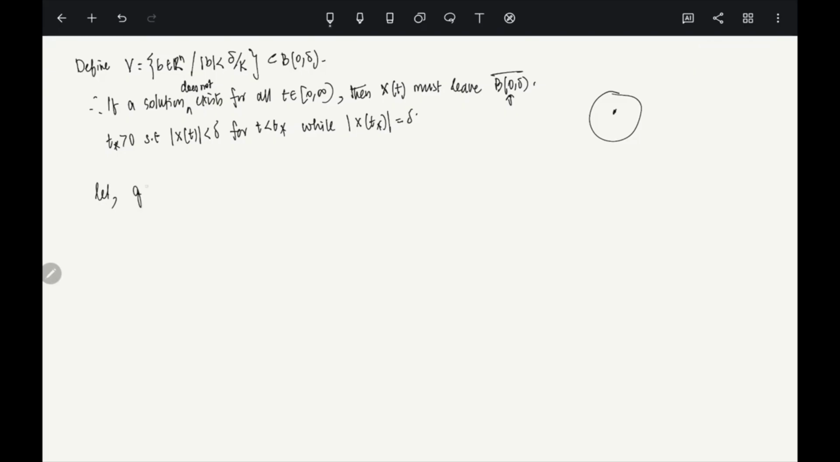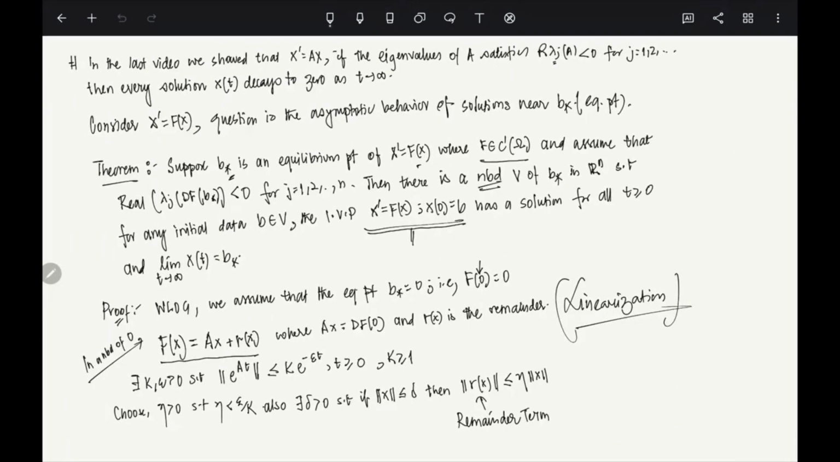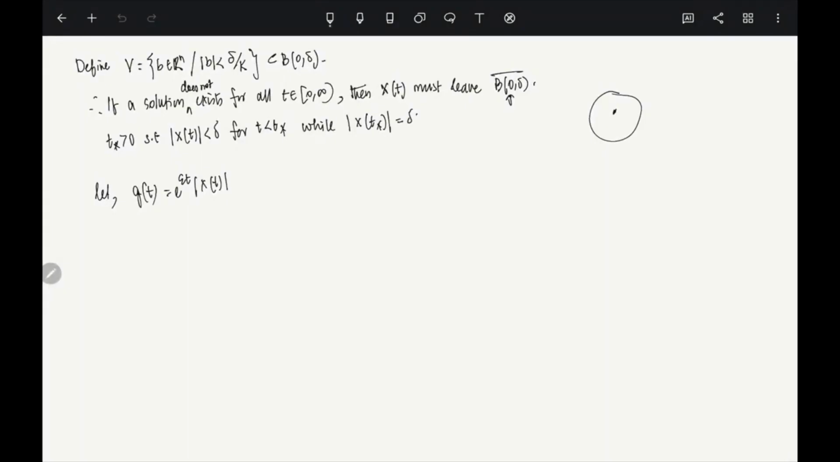So, we are going to define a new function g of t, which is e power epsilon t times the norm of x of t. And we will use Gronwall here. Okay, so what we are going to do is, you see that equation, x prime equals f of x, x0 equals b. This equation we are going to write like this.